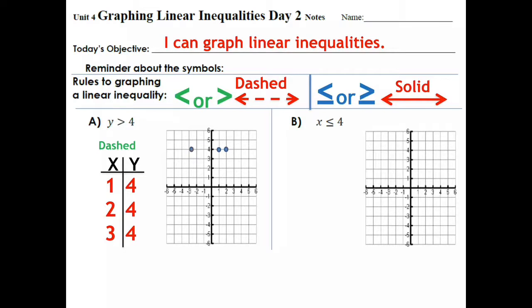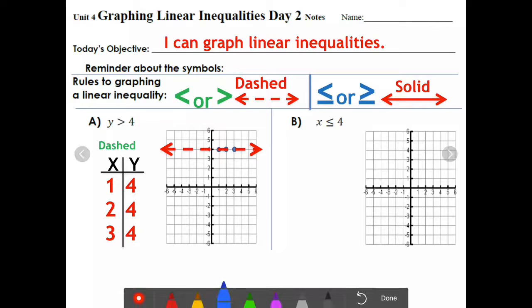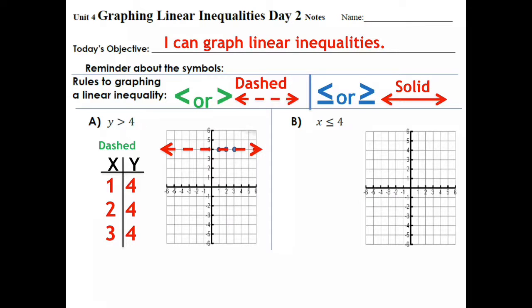We got 1, 4, 2, 4, and 3, 4, and there's my dashed line, like I said it was going to be in the first place because there is no or equal to bar. Now, if it says y is greater than 4, what that means is we have to use a test point. The test point is going to be, let's say 100. Is 100 greater than 4? The answer is yes. And since 100 is up like that, I'm going to shade the top part like this. Okay, so that's where we're going to shade.